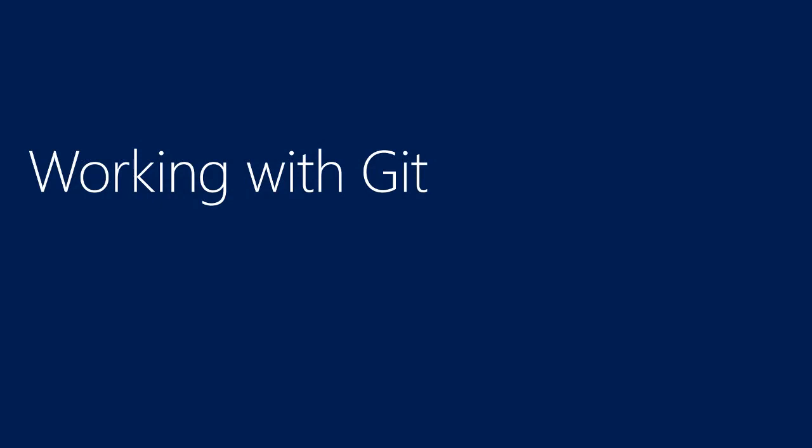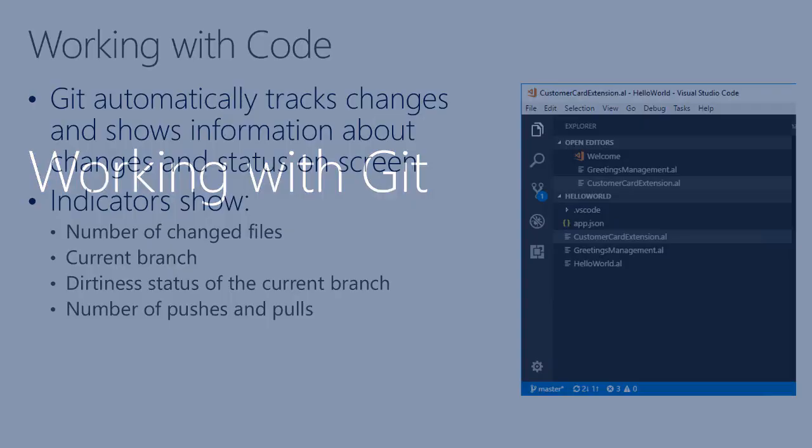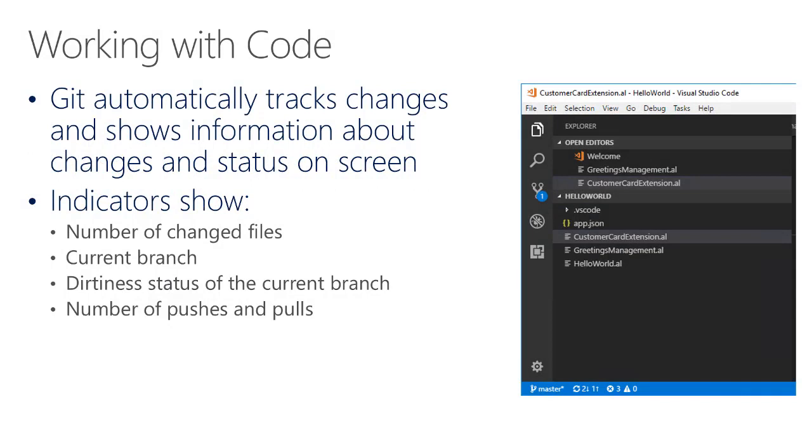In this section, I'll talk a little bit about how to work with Visual Studio Code and Git and what it's like and how the process works. So let's get started. Git automatically tracks the changes and shows the information about those changes and the status on screen. So in Visual Studio Code, you can just do your work and develop like nothing's happening. And as soon as you save the file, Git will recognize that you've made a change.